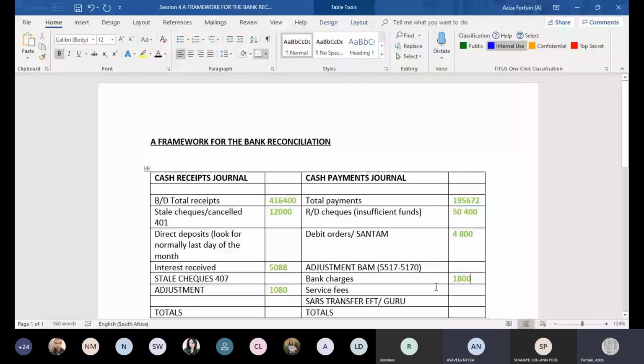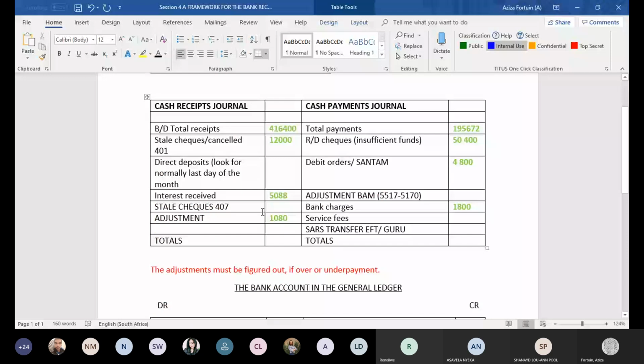And then we're going to total them. Okay, so let's tally up. Total for cash payments 252,672. And then for receipts, it's 434.